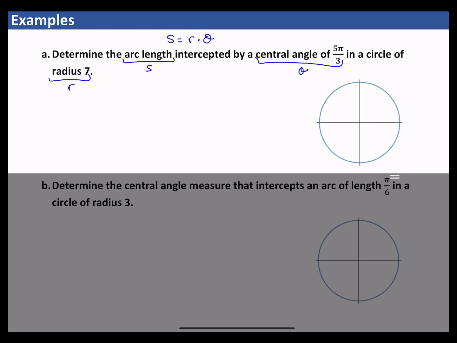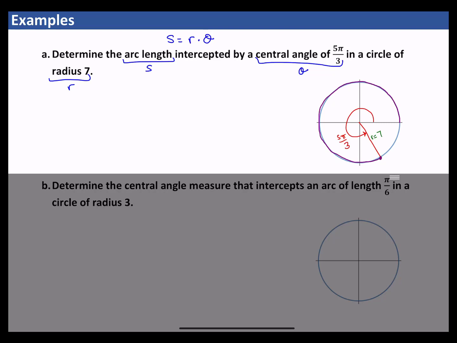So we can get a visual of this to help us think about what we're finding. If the central angle is 5 pi over 3, then that's going to be somewhere about here from what we know about the unit circle in central angles. And then we also know that the radius equals 7. And we are trying to find the arc length. So we're trying to find the length along the circle that would intercept that central angle.